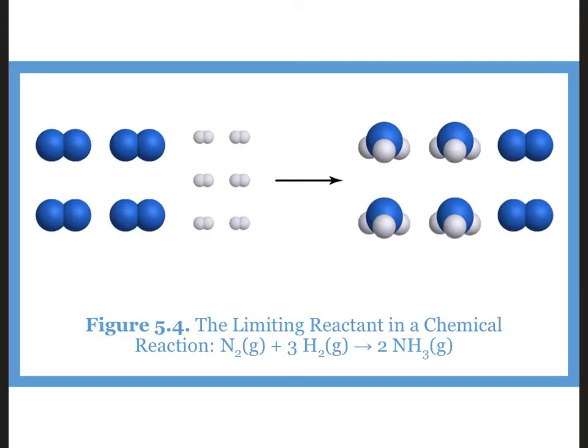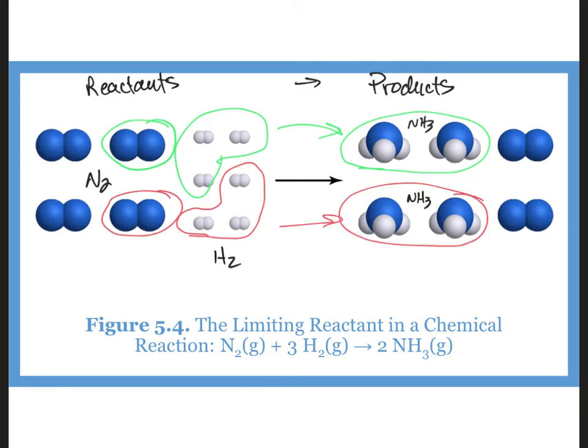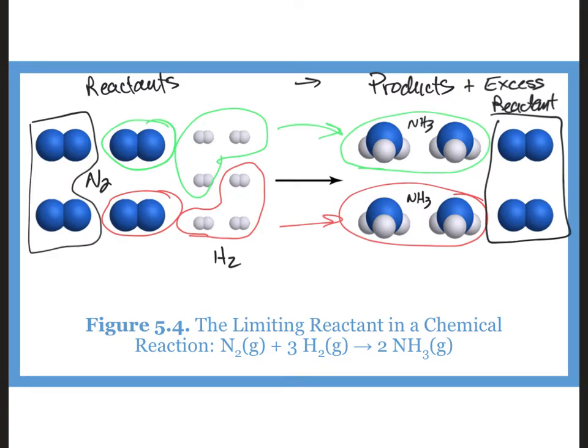Suppose we have N2 gas, the blue spheres, mixed with H2 gas, the white spheres. Checking the balanced chemical equation, we see that one nitrogen molecule will react with 3 hydrogen molecules to produce 2 molecules of ammonia gas. If we do this for a second molecule of nitrogen, we see that when the limiting reactant, hydrogen, is all used up, we have nitrogen gas remaining in excess once the reaction has gone to completion. We can also say that of the 4 molecules of nitrogen initially present, 2 are in excess by taking the amount left over and subtracting it from the initial amount.